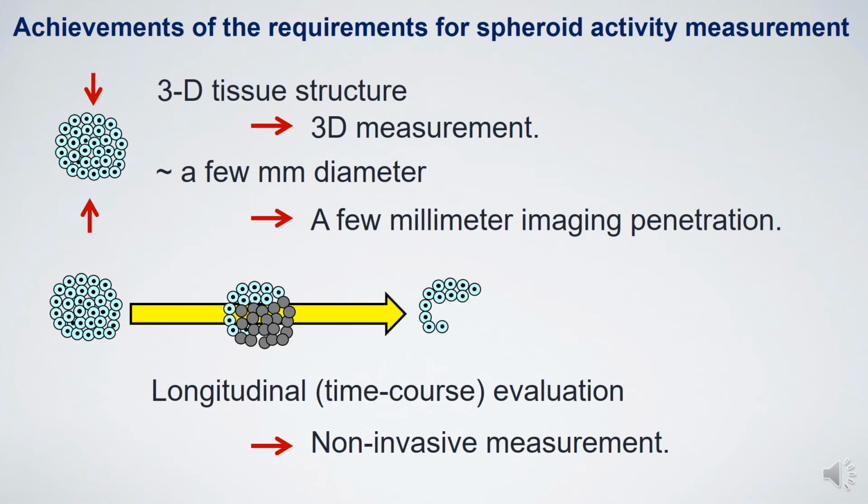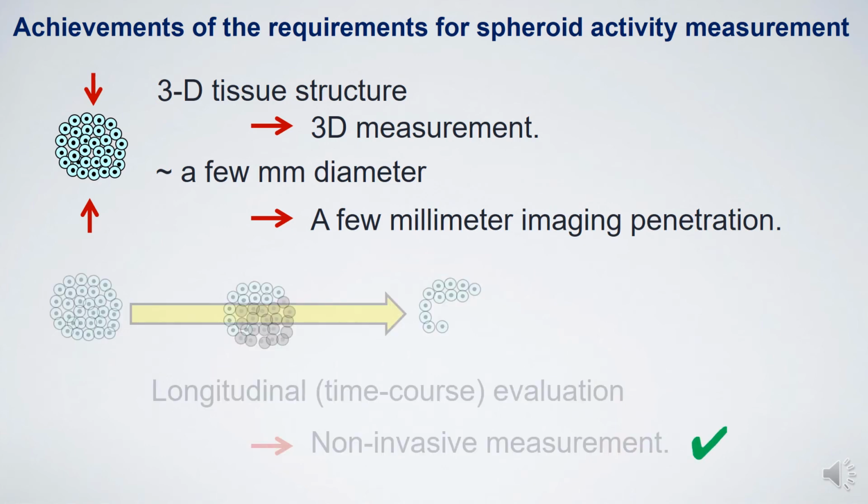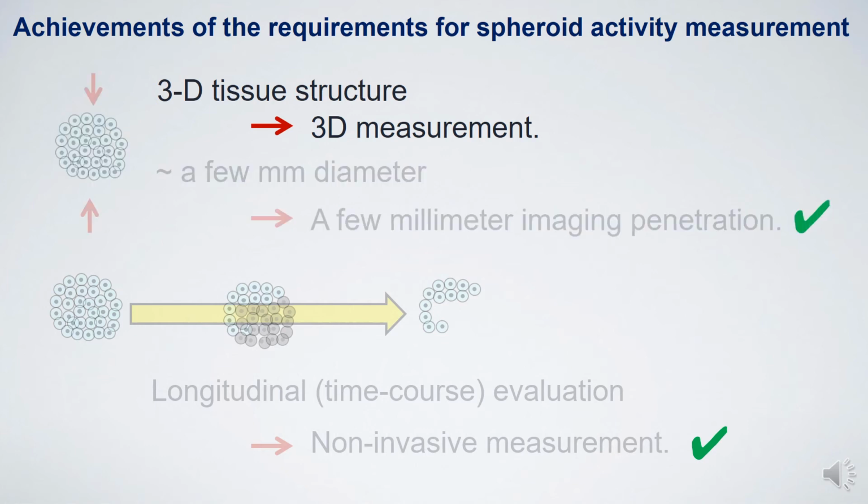So let me show what we achieved in our imaging modality. We have measured the spheroids longitudinally up to 28 hours non-invasively. In addition, we measured the spheroid samples with a high imaging penetration depth. So what we still need is 3-dimensional imaging. Our current scanning protocol acquires 350 frames at the same location in a tissue, which is not realistic for 3-dimensional imaging. So how many frames do we need for tissue dynamics imaging?